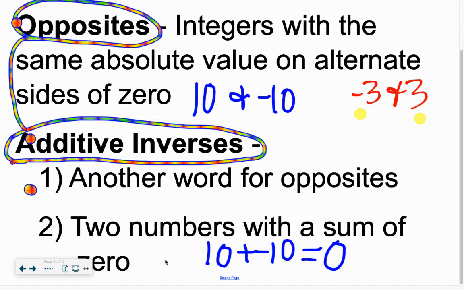Give the additive inverse for 4. What's the opposite of 4? Negative 4. That's all they're going to do. Whatever word they use, opposite or additive inverse, you hear me use opposites a lot. I'll try to use additive inverse as well.